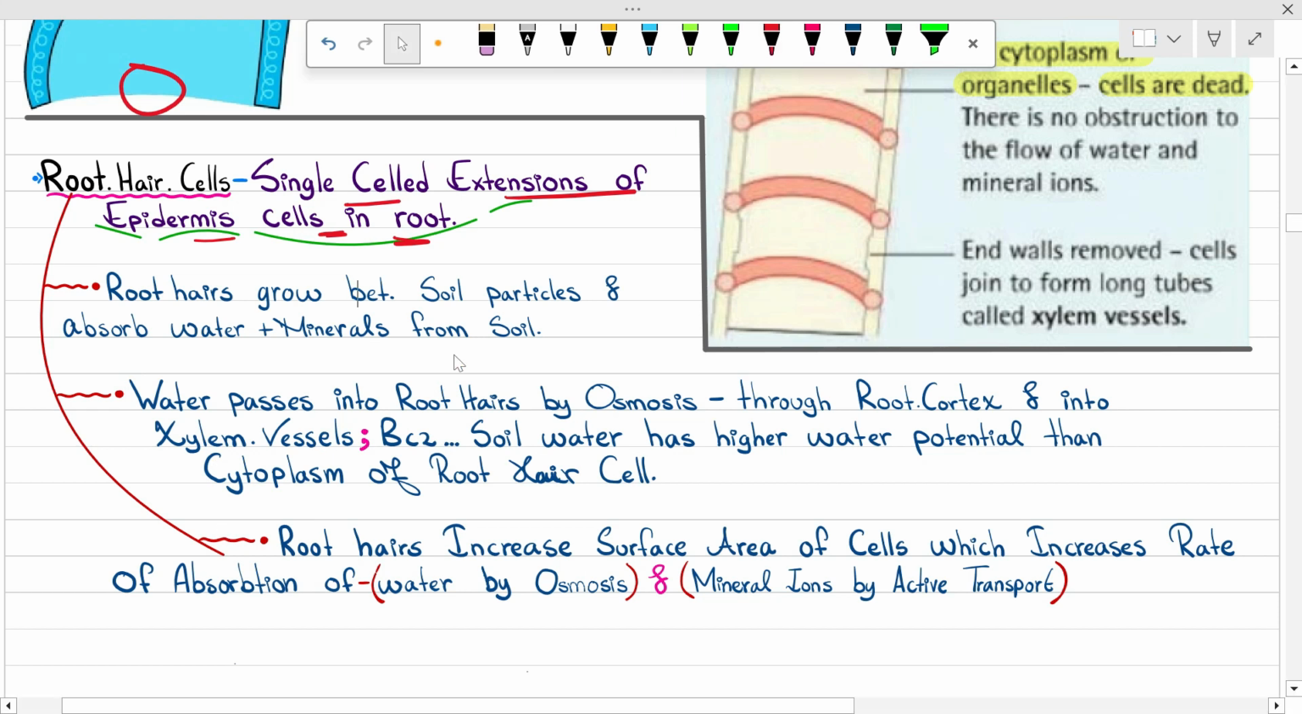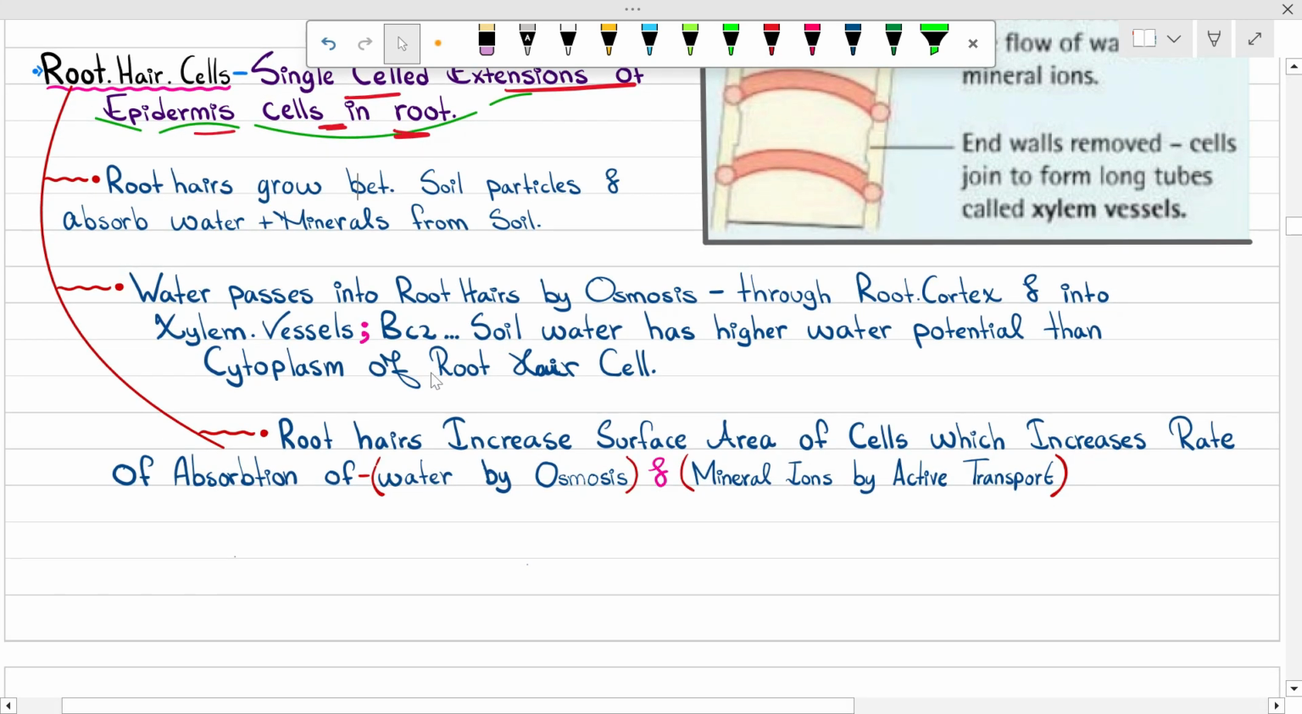Water passes into the root hairs via osmosis, through the root cortex and into the xylem vessels, because the soil water has a higher water potential and the cytoplasm of the root cell has a lower water potential. So what's happening is that as we put water into the soil, the water is going to go from high water potential to low water potential into the root cortex cells. Once it goes into the root cortex cell, it is going to be transported into the xylem via osmosis, and the xylem vessel is going to transport this water and mineral ions throughout the whole plant.